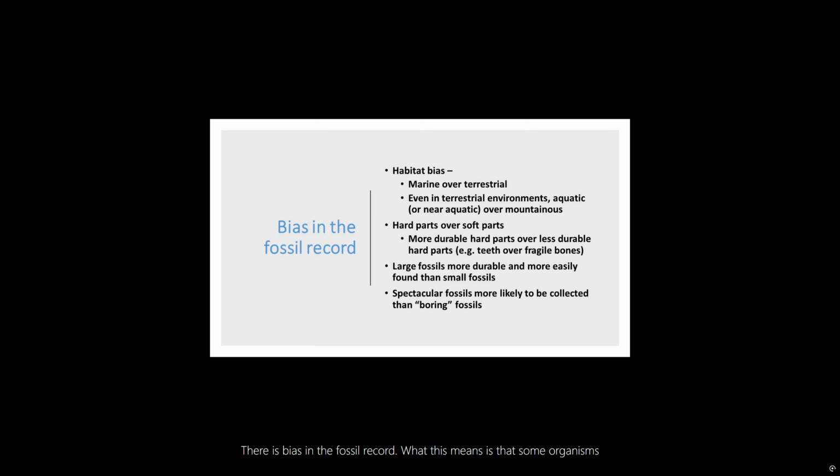There is bias in the fossil record. What this means is that some organisms are preserved over others. There is habitat bias. For example, marine fossils are most often preserved over terrestrial fossils. Even in terrestrial environments, aquatic or near aquatic fossils are preserved over, say, mountainous environment fossils.